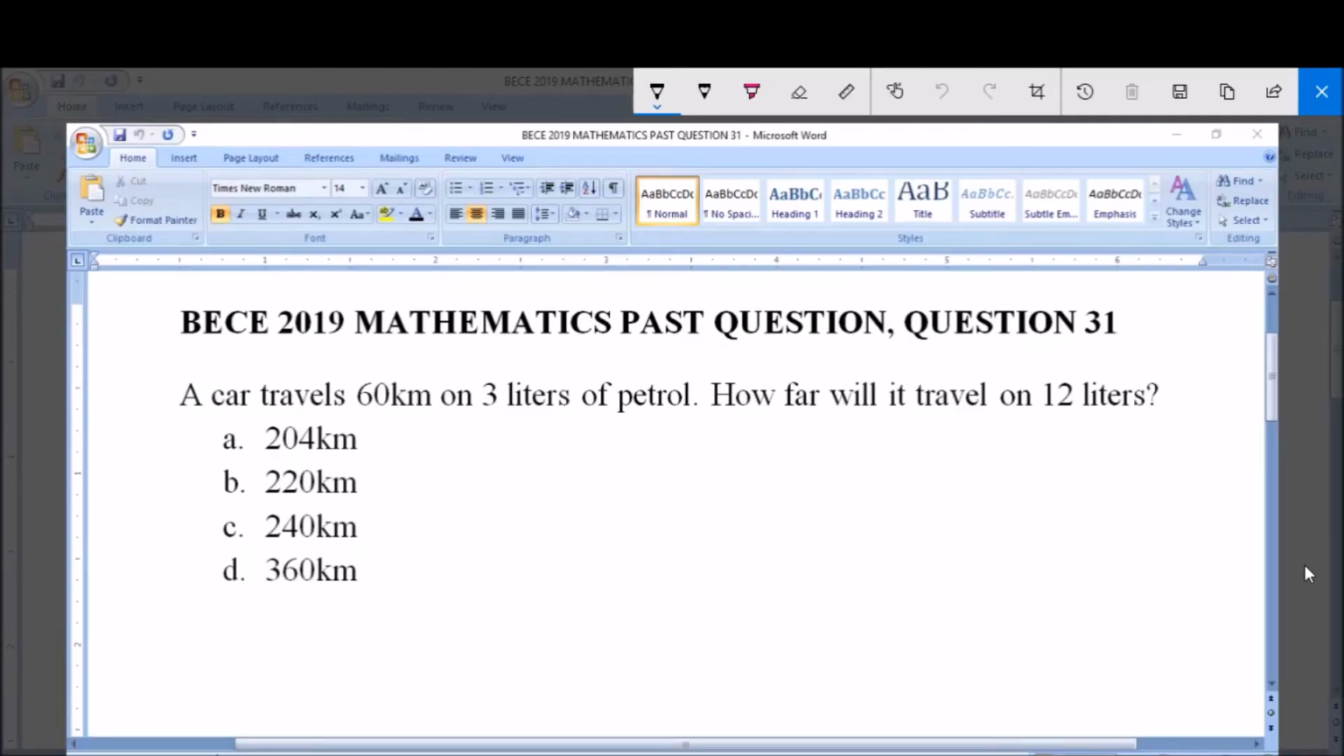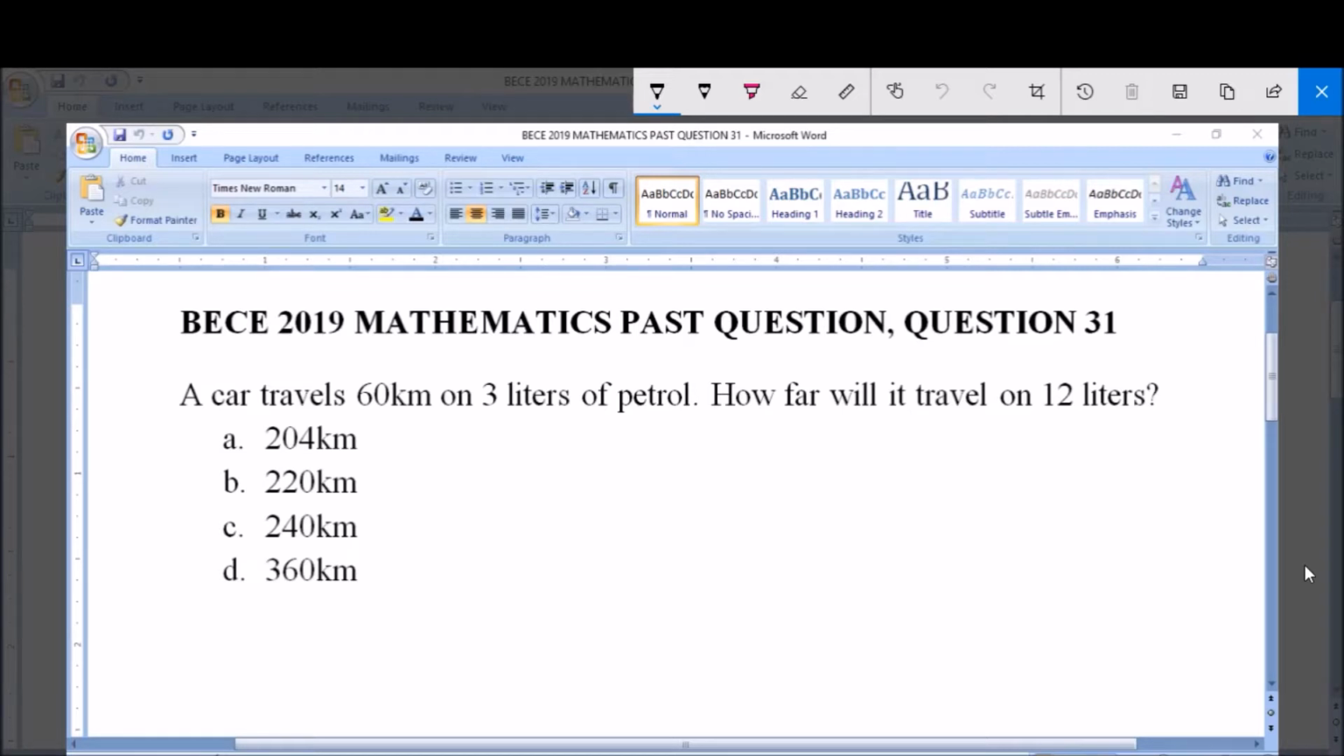Today we're going to be dealing with BECE 2019 Mathematics Past question 31. A car travels 60 kilometers on 3 liters of petrol. How far will it travel on 12 liters? A. 204 kilometers, B. 220 kilometers, C. 240 kilometers, and D. 360 kilometers.